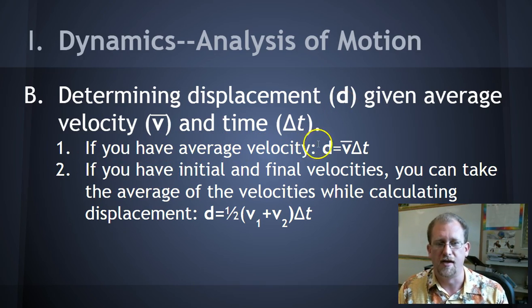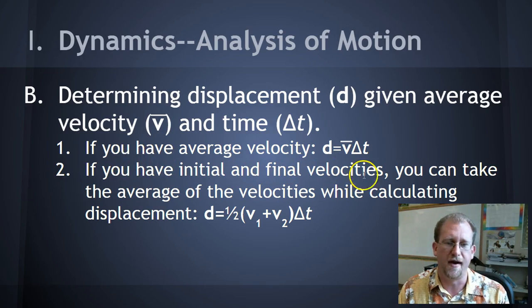If you have an average velocity, then you can just say how fast I'm going on average for how long I've been doing it, and that's how far I've traveled. That makes sense, right? A car is moving at 20 miles an hour for half an hour, it's moved 10 miles. Sounds like traffic on the freeway.